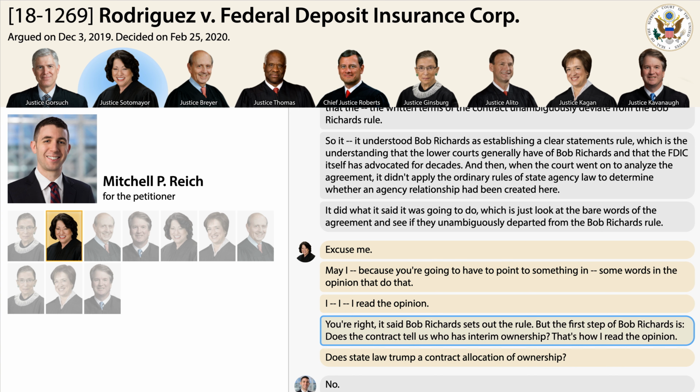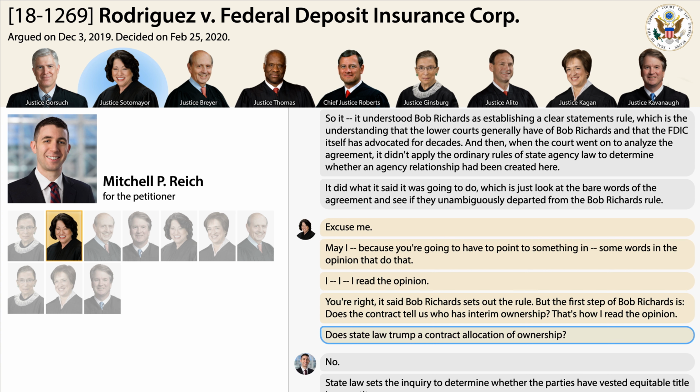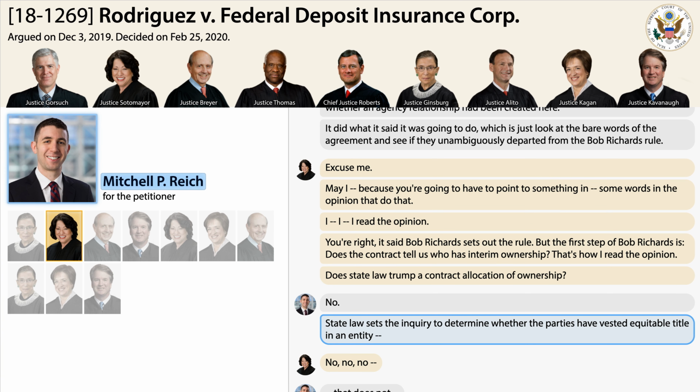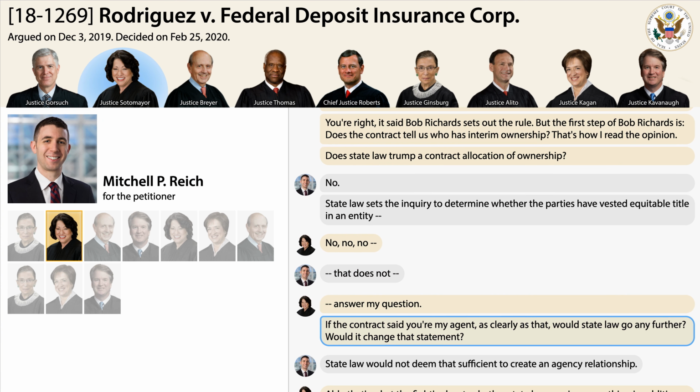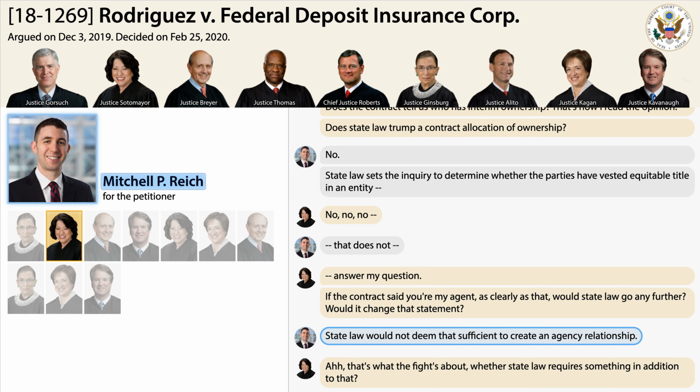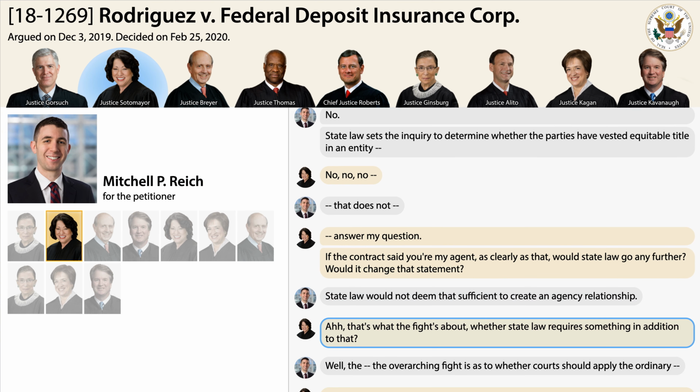That's how I read the opinion. Does state law trump a contract allocation of ownership? No. State law sets the inquiry to determine whether the parties have vested equitable title in an entity. No. Answer my question. If the contract said, you're my agent, as clearly as that, would state law go any further? Would it change that statement? State law would not deem that sufficient to create an agency. That's what the fight's about, whether state law requires something in addition to that?